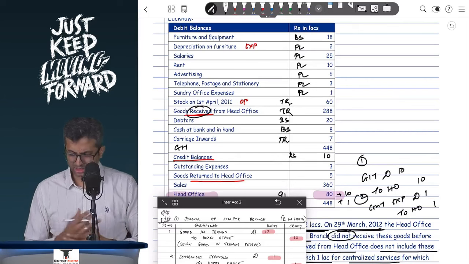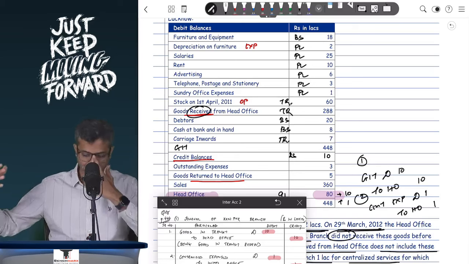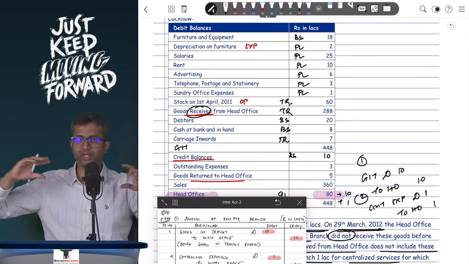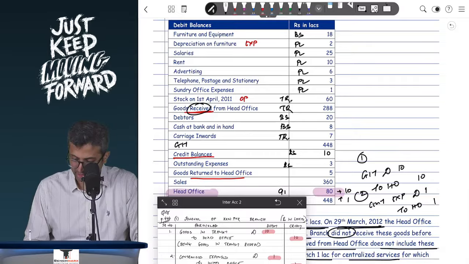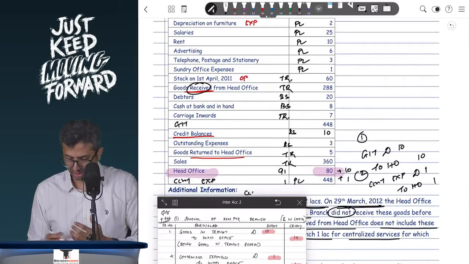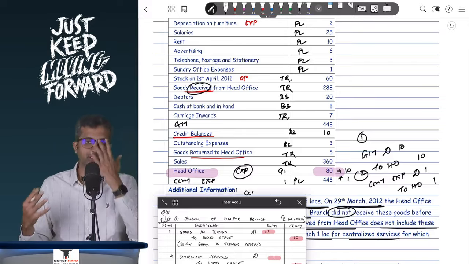Goods in transit, I think, because it is in adjustment, there would be some effect in the closing stock as well as one effect in the trading account on the credit side. Outstanding expenses, again, will appear in the balance sheet. Goods returned to the head office will appear in the trading account. Sales, trading account, and then the head office account. This will be like your capital. The branch gets money from the head office only.